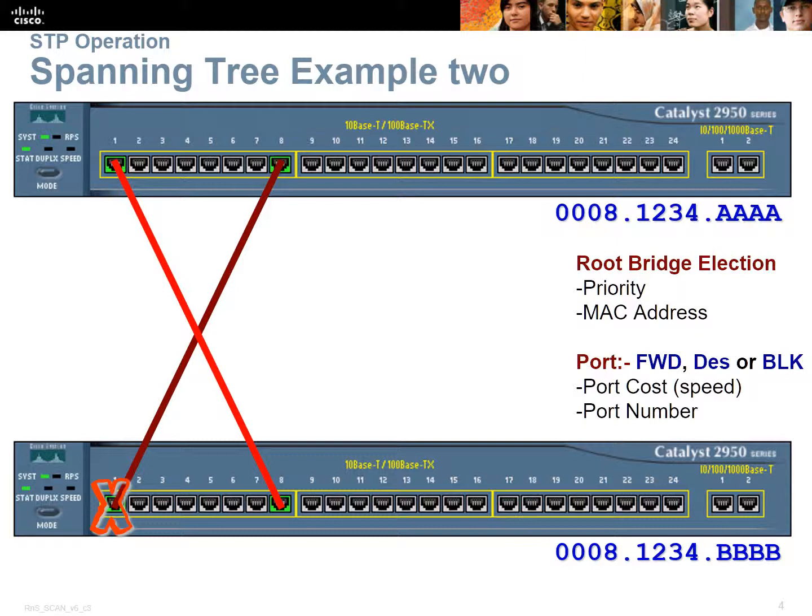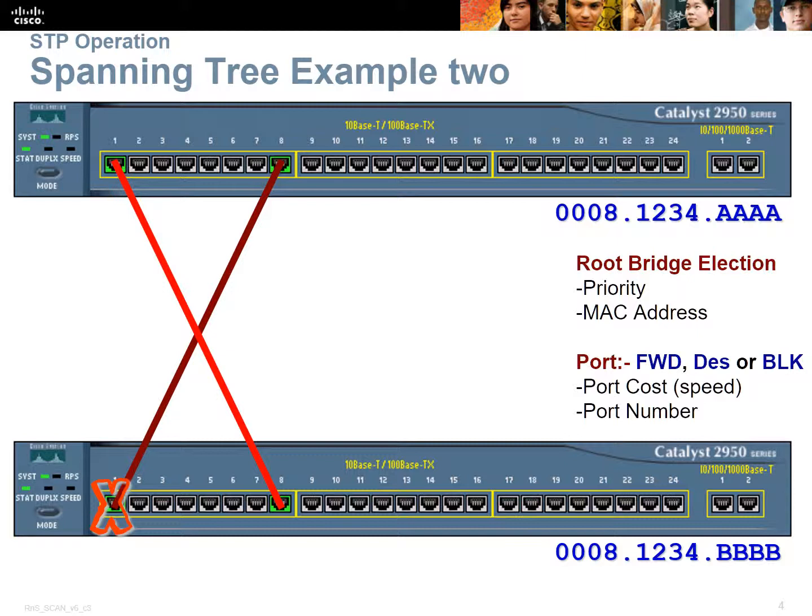And you might think to yourself, Josh, that's crazy. What are you talking about? It's port numbers and port costs and speeds and MAC addresses and all that sort of stuff. Why is it port 1 that's being blocked? Because port 1 is a lower number than 8. That is true. However, think about the communication.